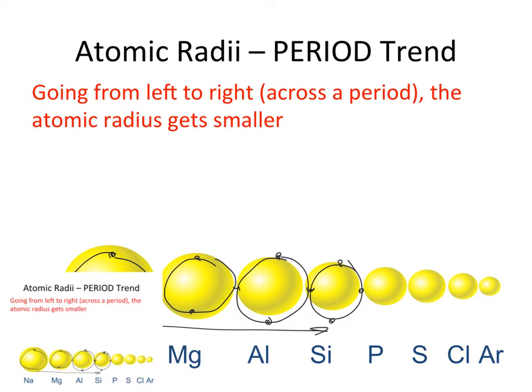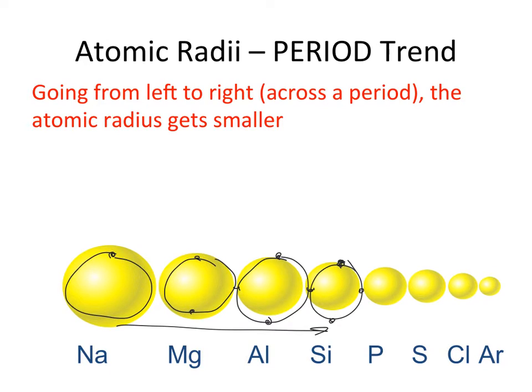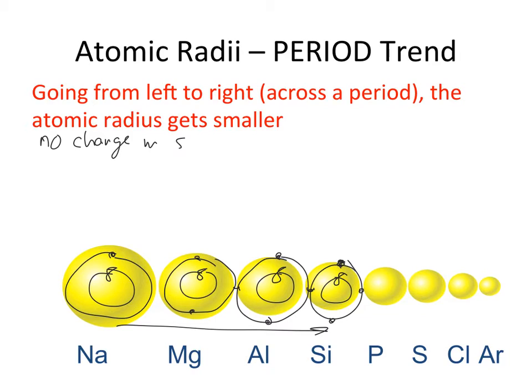Well, if there are more electrons, what should be happening? Because we're adding electrons to the same energy level, there's no increase in shielding, because the inner electrons, the 8 in the energy level below them, stay the same. So there's no effect of shielding. There's no change in the shielding effect.